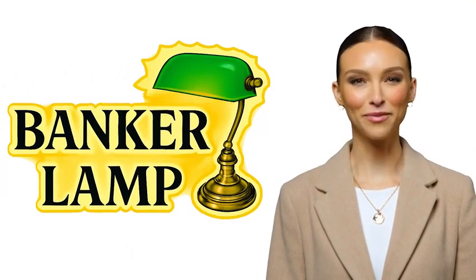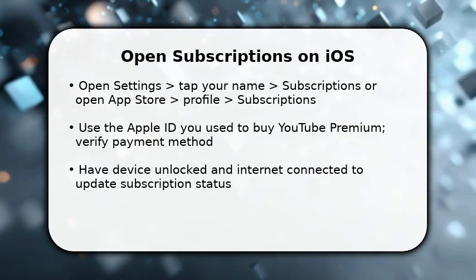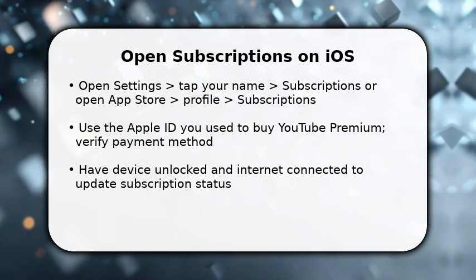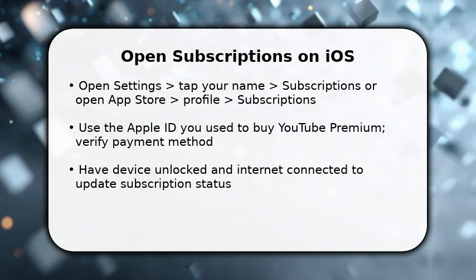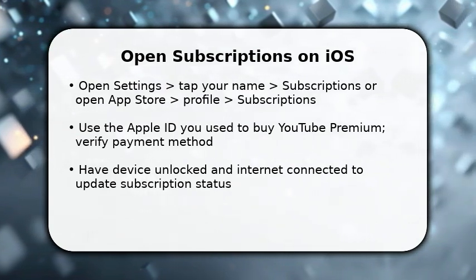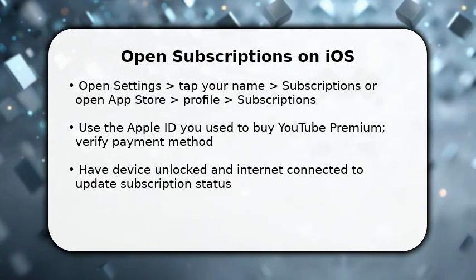You start by opening subscriptions right away. On iPhone, go to Settings and tap your name, then Subscriptions. Alternatively, open the App Store, tap your profile photo and choose Subscriptions. This step shows subscriptions billed through Apple. Make sure you're signed into the same Apple ID that paid for YouTube Premium.